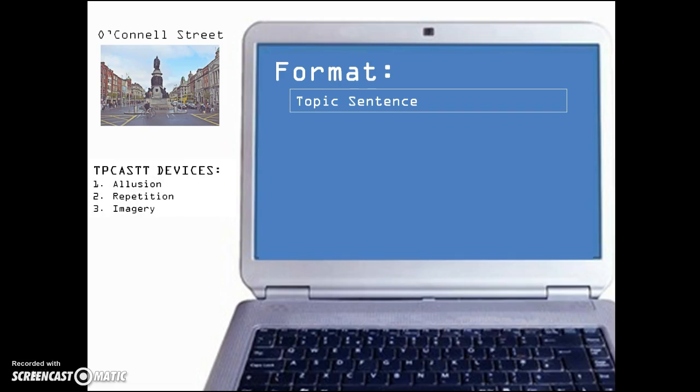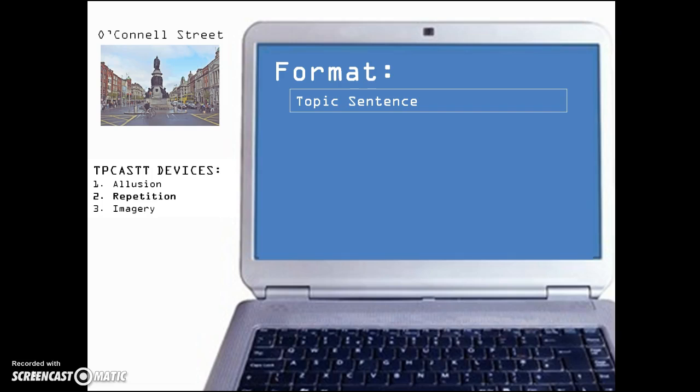You're also going to want to look at your TP-CASTT, and you're going to want to find 3 devices that you located in your poem. So in my case, in my poem about O'Connell Street, I found allusions, repetition, and imagery. So you should pick the device that you felt most comfortable with and understood the best. In my case, I'm going to select repetition.